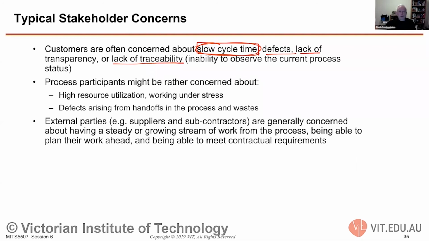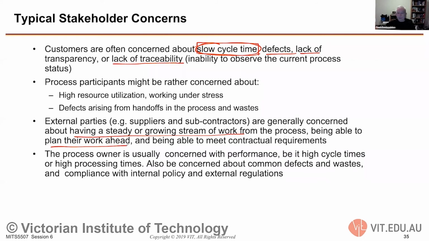You might get external parties, suppliers and some subcontractors. What are they normally concerned about? They're normally concerned about having a steady or growing stream of work from the process. So they're interested, from their perspective, in making sure the process keeps going so they keep getting work out of it. And if they're aware of the continuing stream of work, then they can plan ahead and they can meet any contractual requirements that they may have.